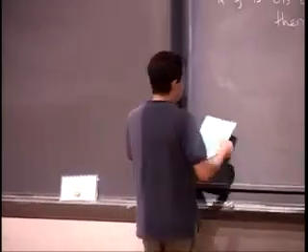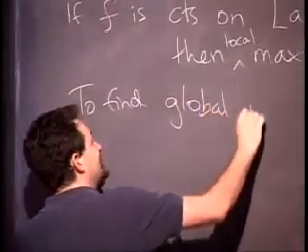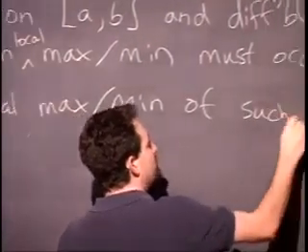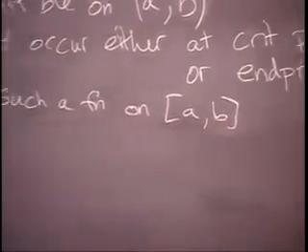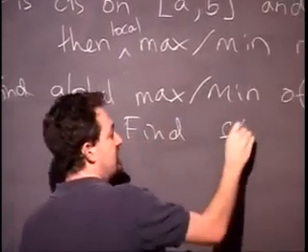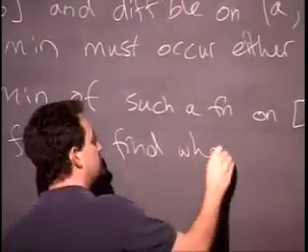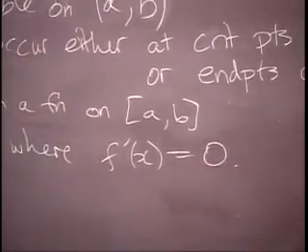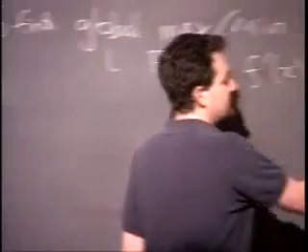So this suggests the following procedure to find a global maximum and minimum, or all the global maxima and minima, of such a function on a closed interval like AB. Okay? So the first thing is find f prime of x and find where f prime of x equals 0. So we want all the values where it equals 0. Now there might only be one, there might be none, or there might be many. So make a list.